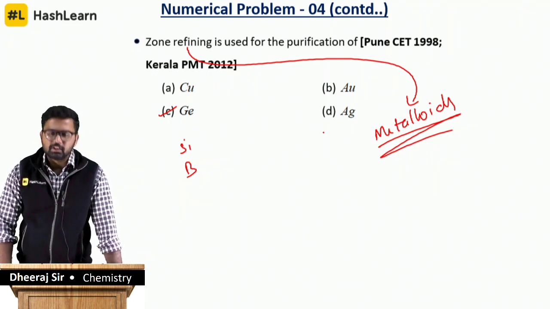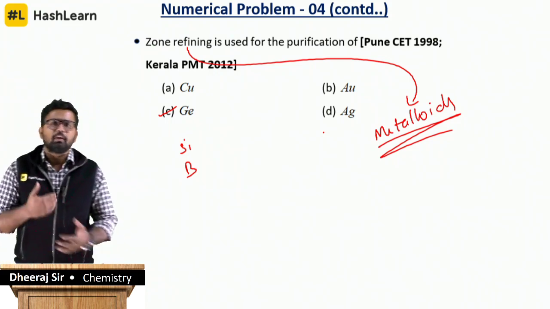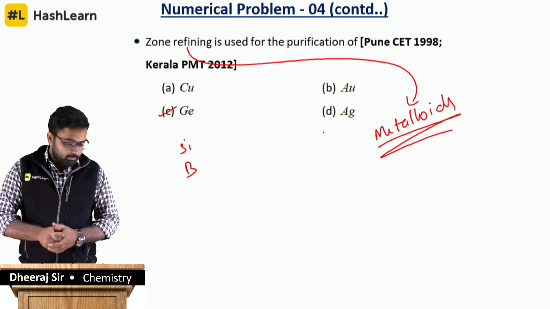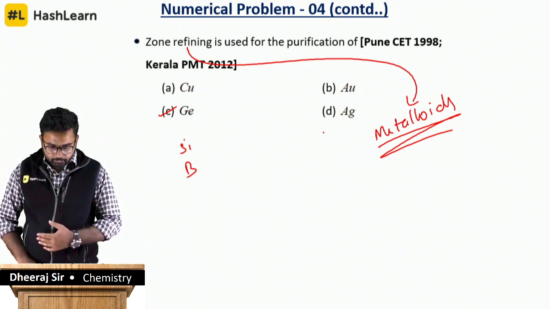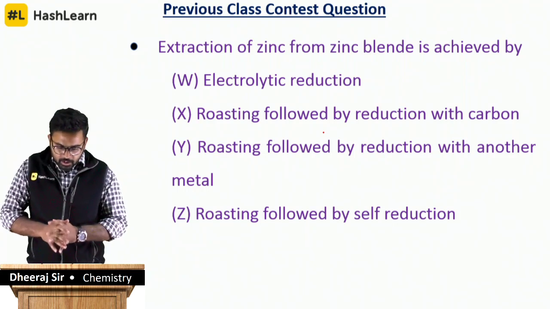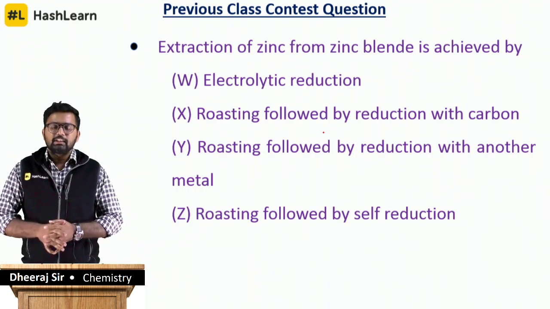So, metalloid, you can remember, germanium, silicon, boron, all of these will undergo refining using zone refining. So, should not be a big problem for you. Good. Let's proceed. Yes. So, now's the time to tell you that this was a question asked in the previous class.